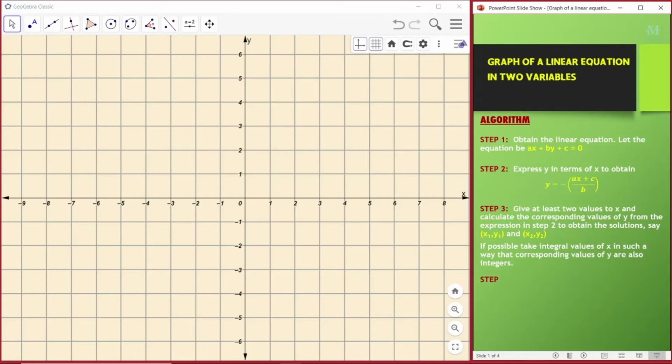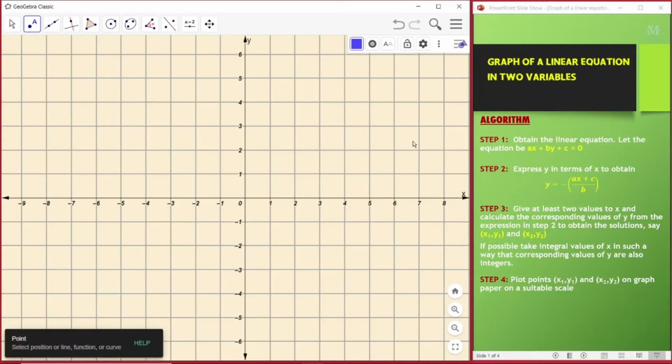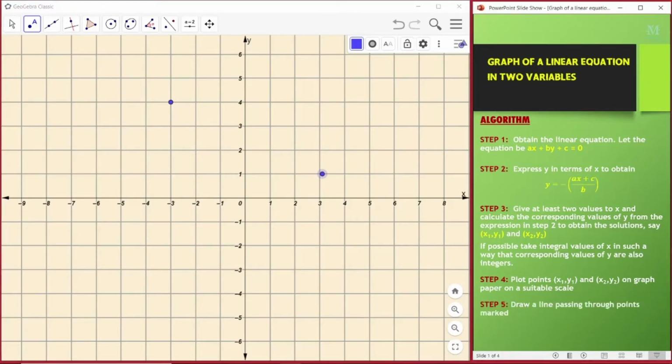That's it. The next step is we have to plot point x1 y1 and x2 y2 on graph paper on a suitable scale. Let's say this is our graph paper and we have to plot point x1 y1. Let this be point x1 y1 and x2 y2 is somewhere over here. Now we have plotted 2 points x1 y1 and x2 y2. Then the next step to follow will be draw a line passing through points marked in step 4.